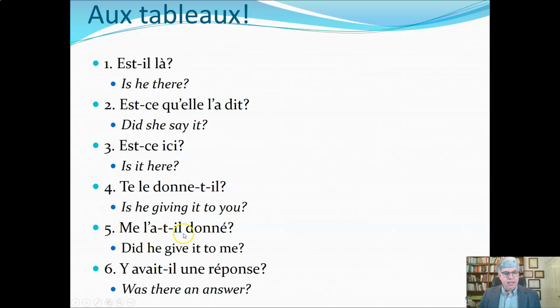"Me l'a-t-il donné?" Here we've got a lot of pronouns plus a helping verb. So the inversion occurs after the helping verb, and we've got that extra T, so it sounds good. So it's "gave". So did, here's the subject, inverted after the verb. So did he give? And then we've got "la", the direct object, give it to me. Did he give it to me?